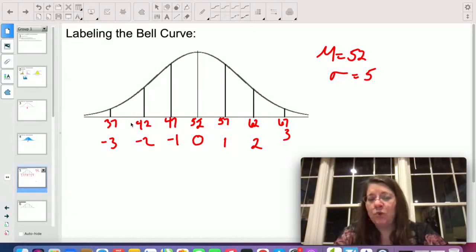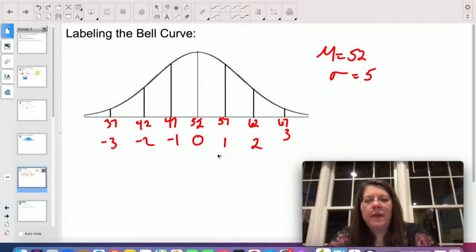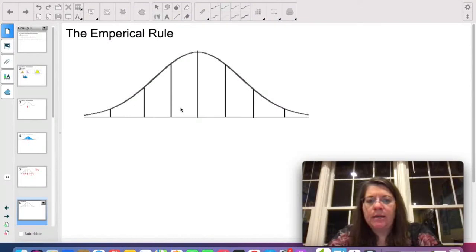And we can eventually figure out exactly what the z-scores are by using the z-score formula. So this is how a z-score, these numbers down here, and the mean and standard deviations relate to each other in a normal bell curve. So the next thing we need to talk about is the empirical rule. And what you need to understand is what percent of the data lies within each of these different sections.